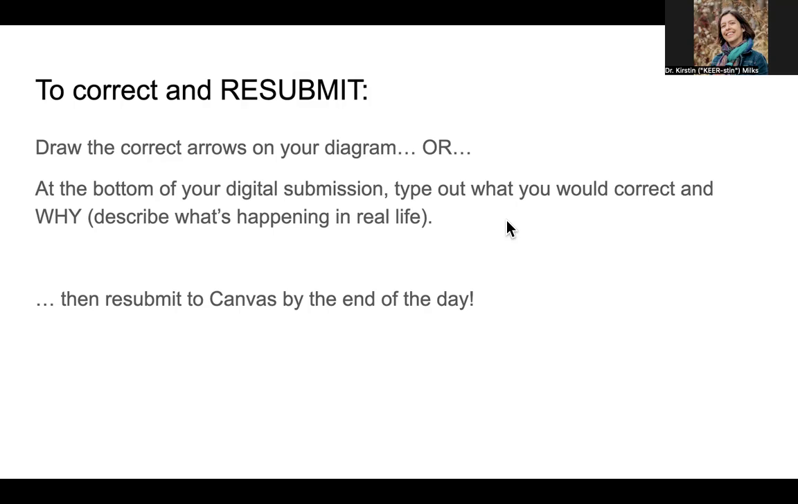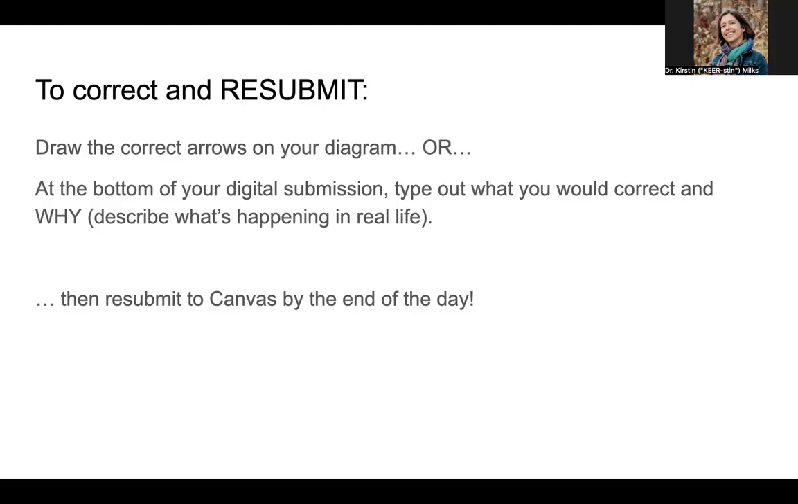So at the bottom of your digital submission, you should type out a paragraph or bullet points that describe what you would correct and why. And by why, I don't want you to write, I forgot to add it, or I didn't understand the arrows. You need to say things like the arrows point into the organism that is harvesting the energy, or, I don't know, phosphorus is being transferred when, I don't know, a consumer eats a producer or whatever, right?